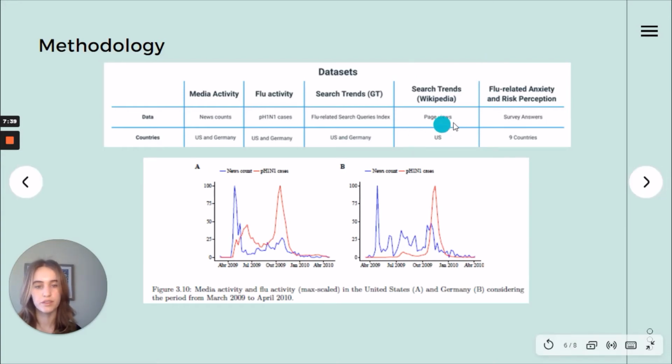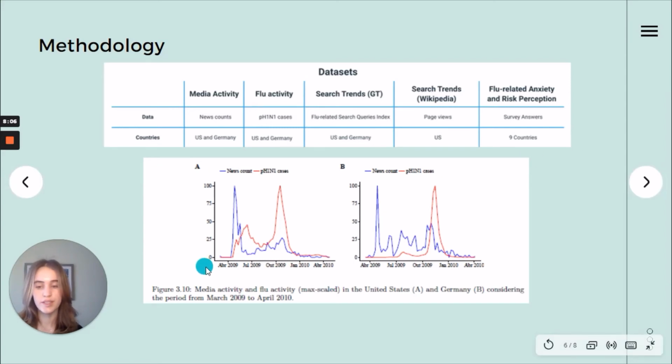We also have the search trends from the Wikipedia page view counts for the US. And as explanatory variables, we have the media activity. These are the news counts for each country. The flu activity. These are the counts of lab-confirmed cases. And we have flu-related anxiety and risk perception. For this, we have survey answers, and they are actually from 9 countries and not only from the US and Germany.